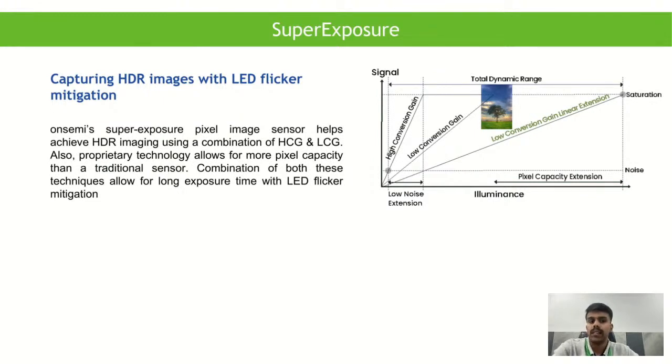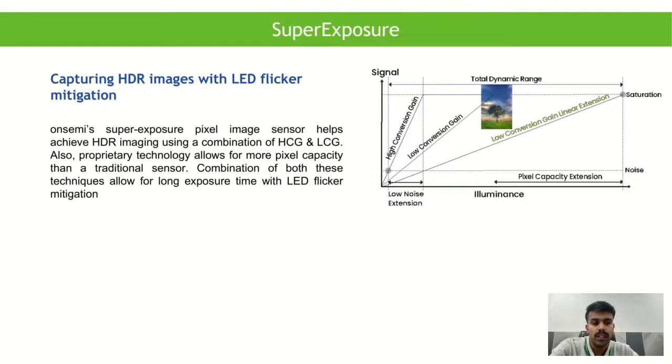Another alternate way of achieving HDR is by using a super exposure technology from onsemi. This is again similar to HCG and LCG. It uses a combination of HCG and LCG, along with an additional capacity for storing additional details on the same pixel, so extra details can be captured there.